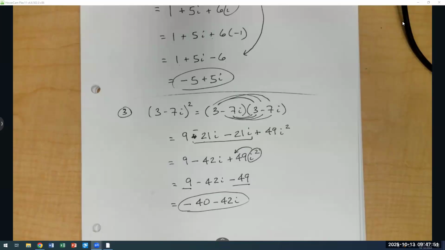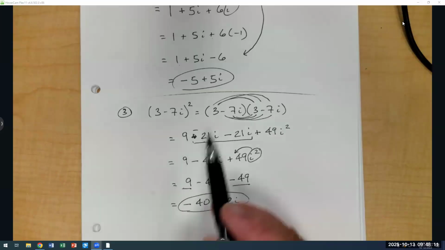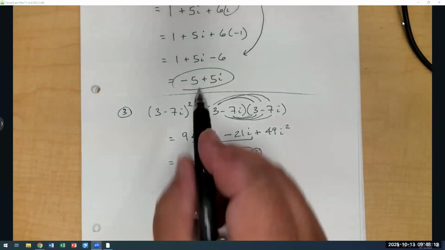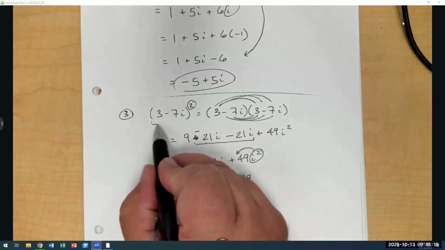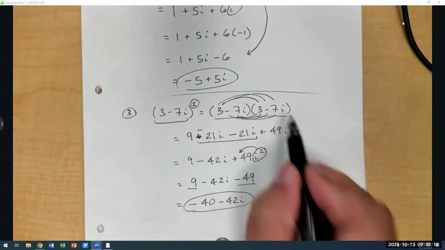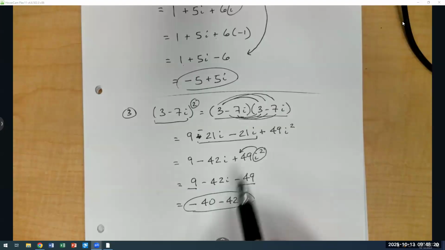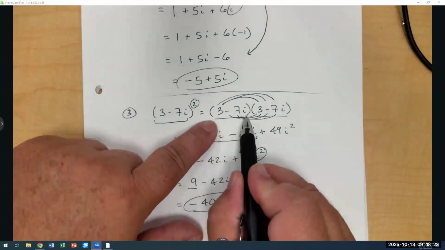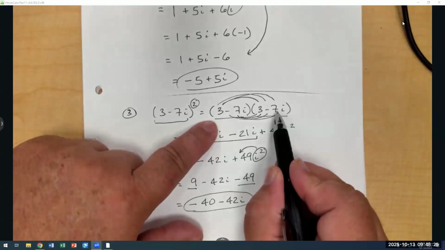What do y'all think? Explain it again? What part? How do I go from here to here? Well, the square means this whole parenthesis is multiplied to itself twice. Now, what that means is everything in the first parenthesis multiplies everything in the second parenthesis.